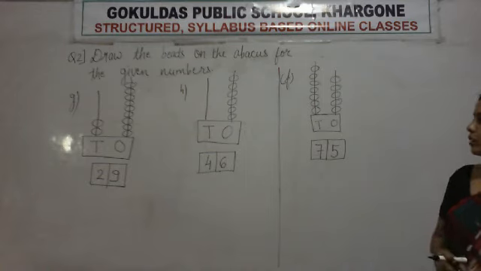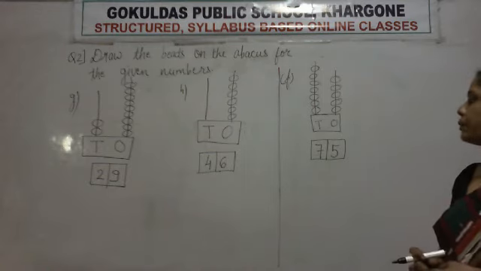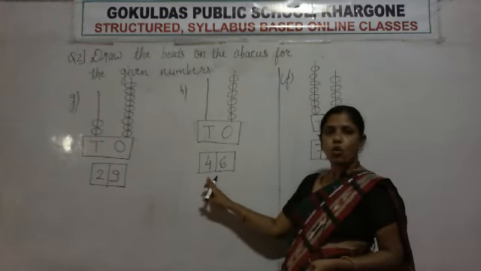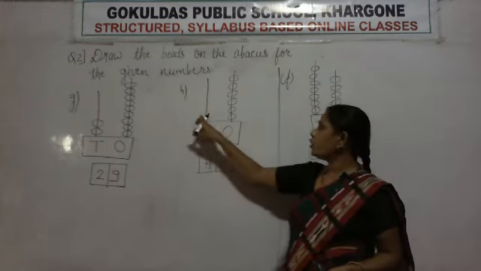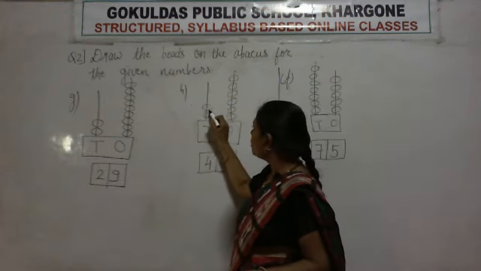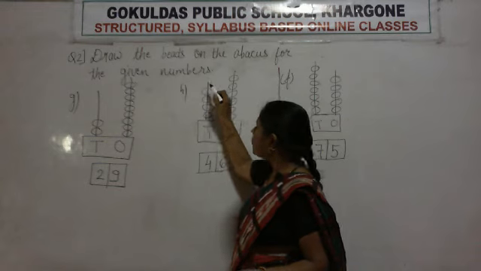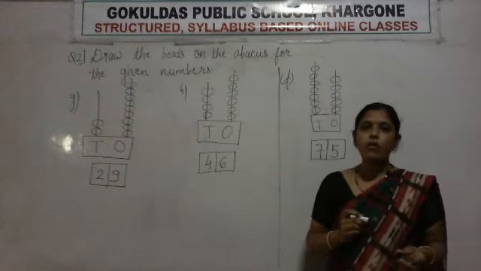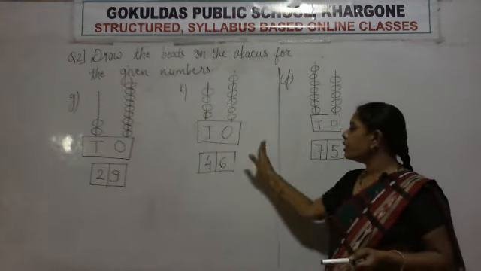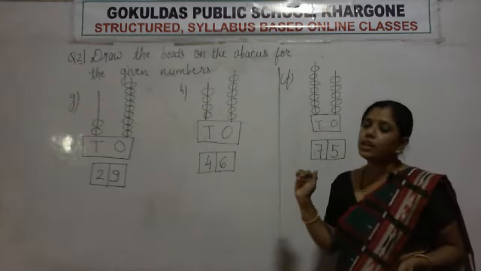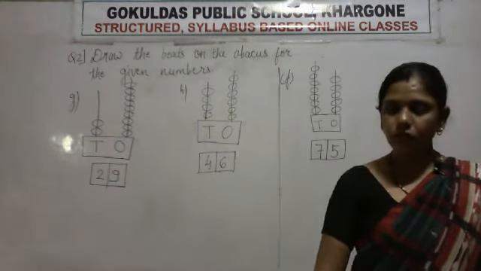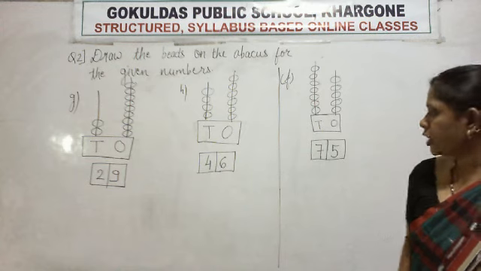Now which number is given at tens place? 4. That means how many beads do you have to draw this side? 4. So draw 1, 2, 3 and 4. Okay, so which number is formed? 46. Copy the question from the board.